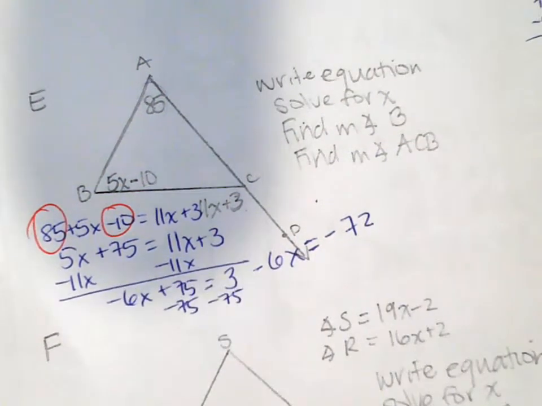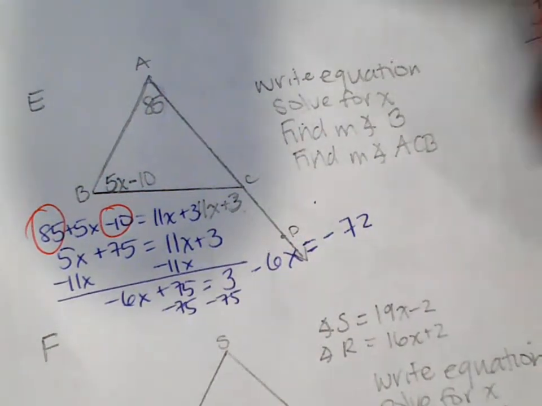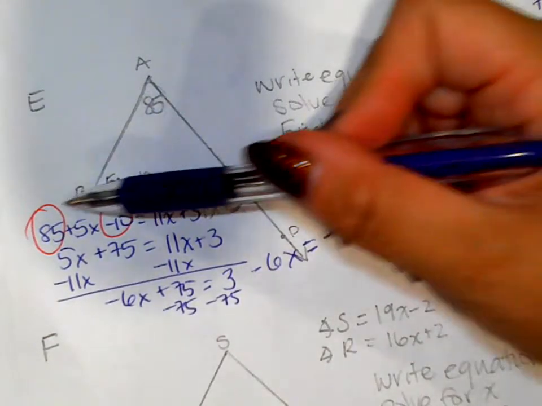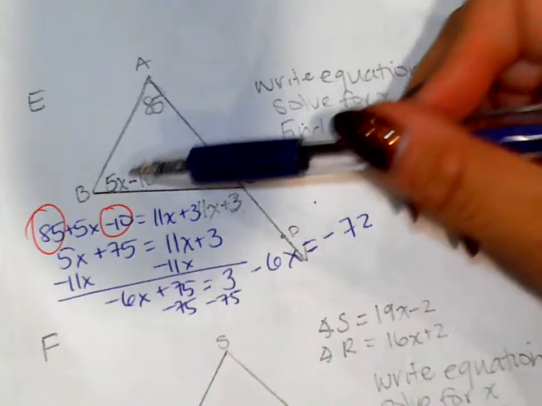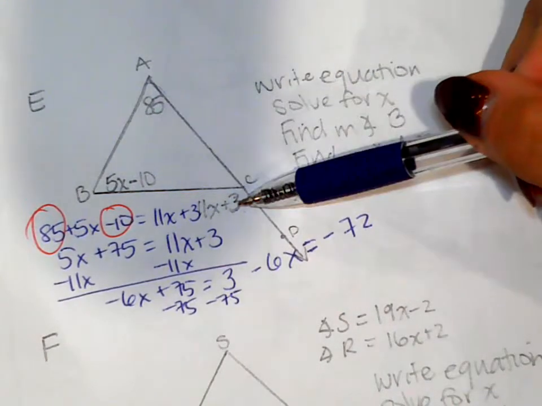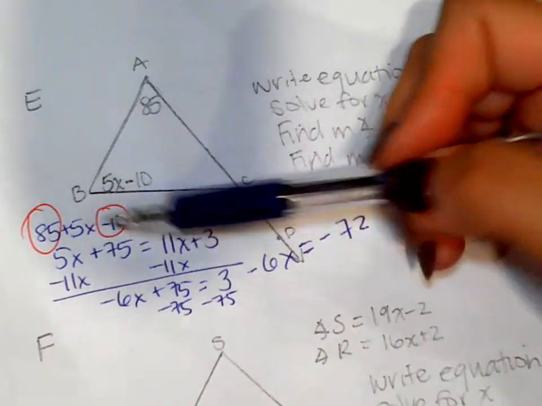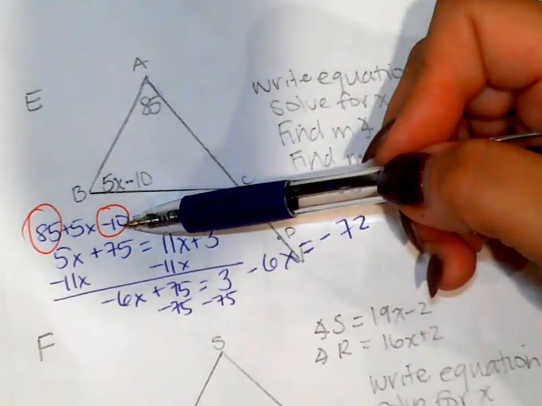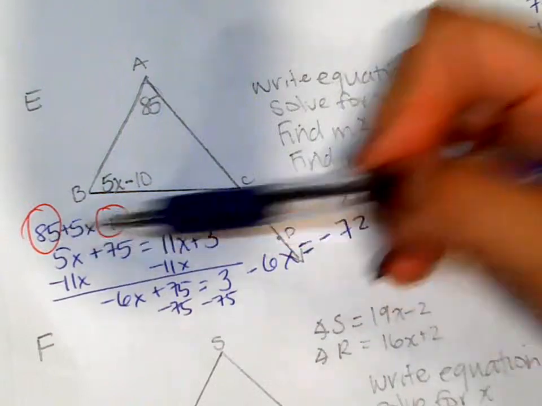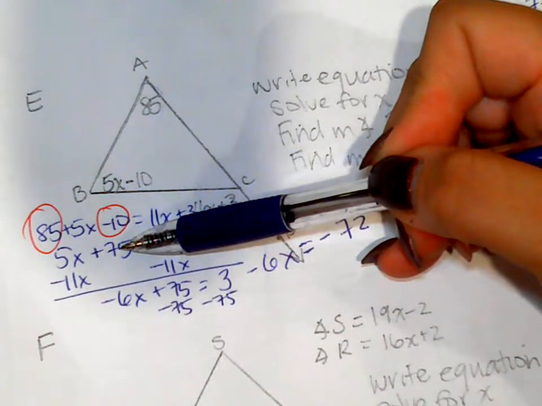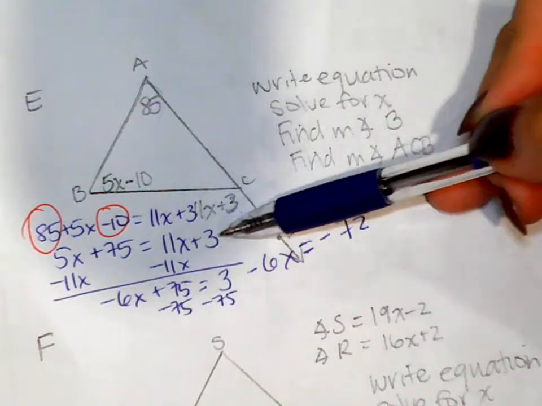Slow down. All right, let me back up. These two equal this one. So I set up my equation first. This one plus this one gives me that one. On the left, I combine like terms. I have 5x plus 75. That's 85 minus 10, which gets me 75. And that's equal to 11x plus 3. I just left it the same.